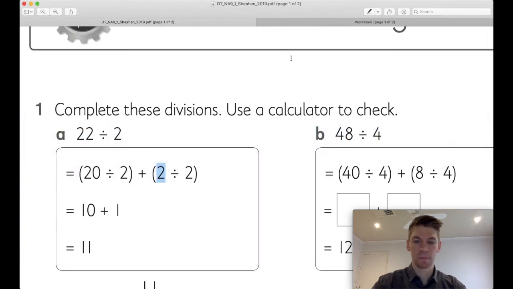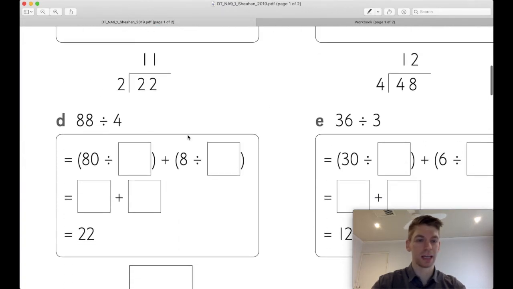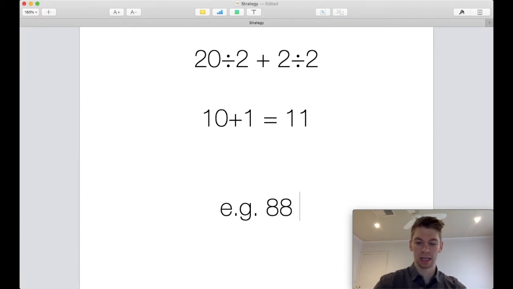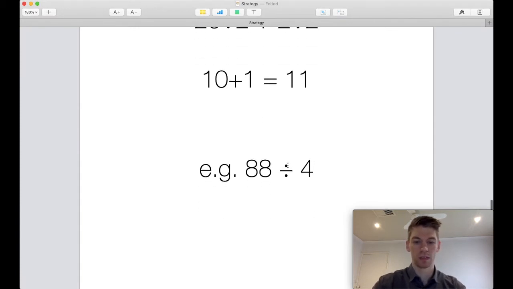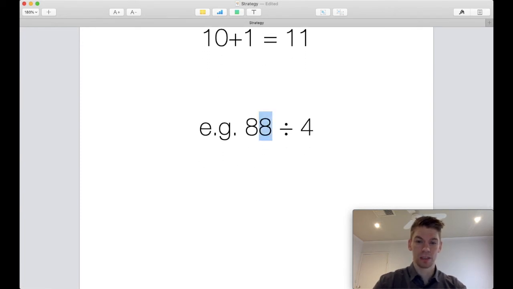For example, 88 divided by 4. Let's do that. First step, we chop it up into its place value. This is an 8 just by itself because it's in the units place. And this is an 80 because it's in the tens place. So 80 plus 8. Then we're going to divide them each by 4.